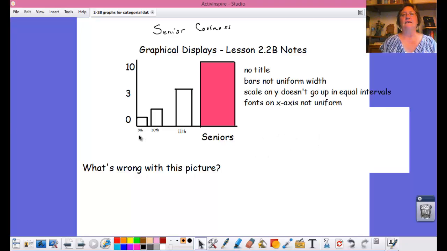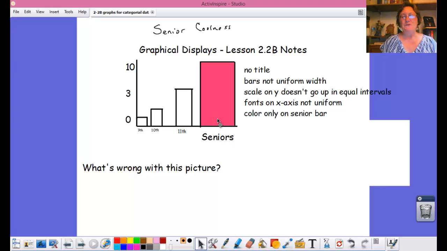The fonts on the x-axis, it's been pointed out to me that somebody has made the 9th graders really, really small. Right? They get bigger, and then this one is totally non-uniform. These all have numbers, this has the word. So we want uniformity in graphs. We're not supposed to create a graph that draws unwarranted attention to any one of its bars. This is just no good.